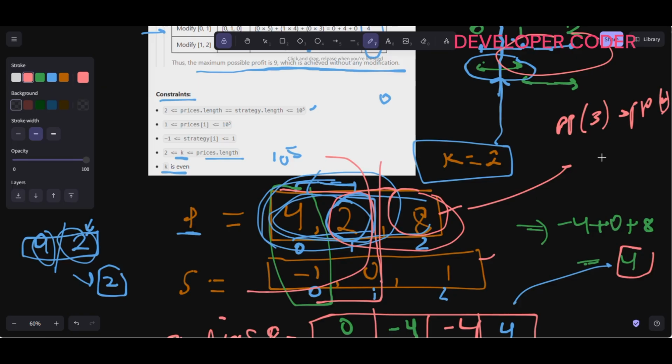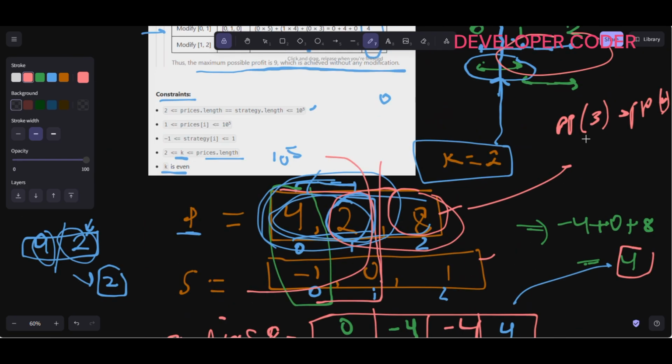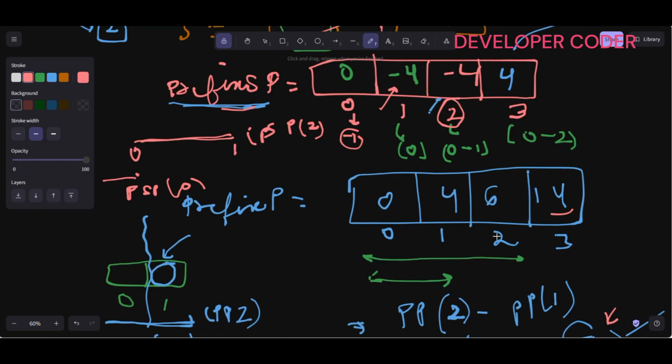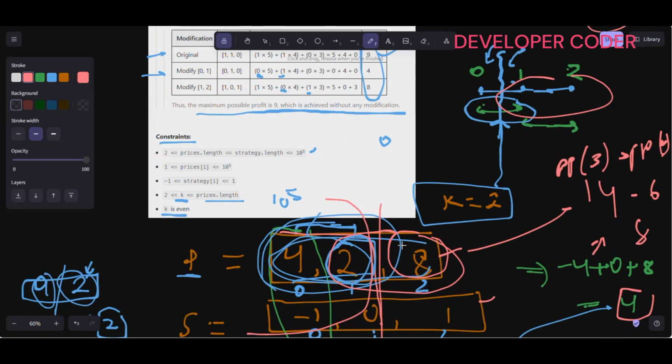So that simply means 8 plus 2 plus 4. pp3 means here 14, minus pp2 means 6. So 14 minus 6 is nothing but 8, right? So 8 is the modified profit in this.